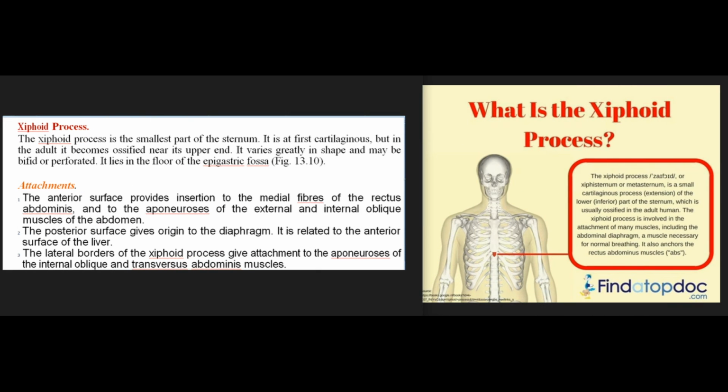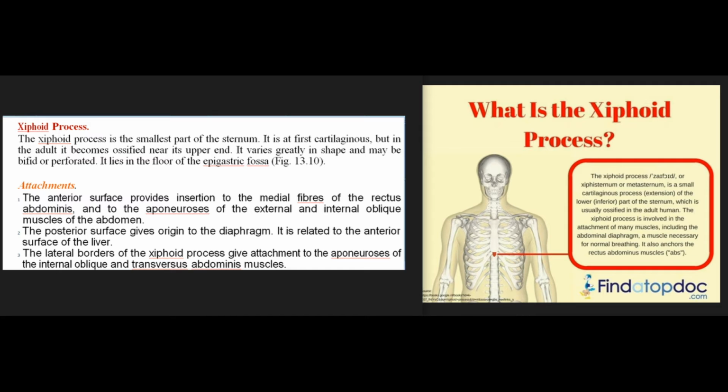Xiphoid process. The xiphoid process is the smallest part of the sternum. It is at first cartilaginous, but in the adult it becomes ossified near its upper end. It varies greatly in shape and may be bifid or perforated. It lies in the floor of the epigastric fossa.